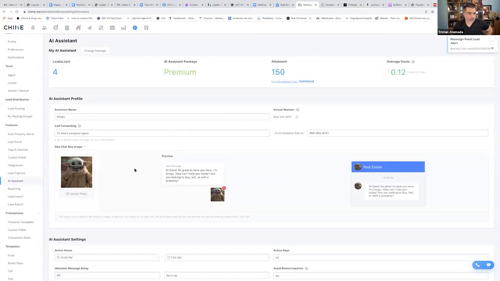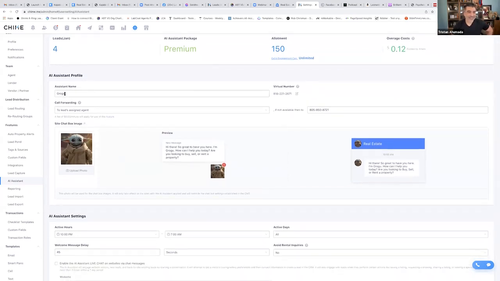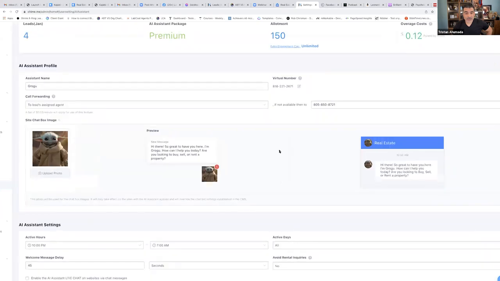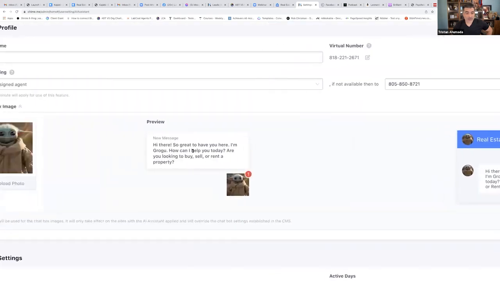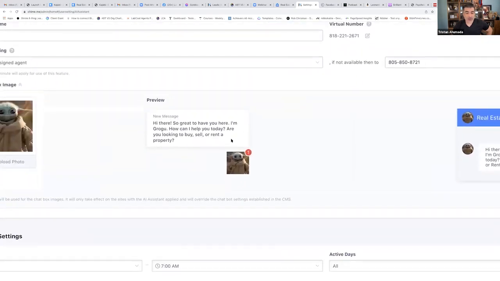Here's our AI for our chat bot. It was actually still on. So his name's Grogu, right? And here's the preview. Hi there. So great to have you here. I'm Grogu. How can I help you today?